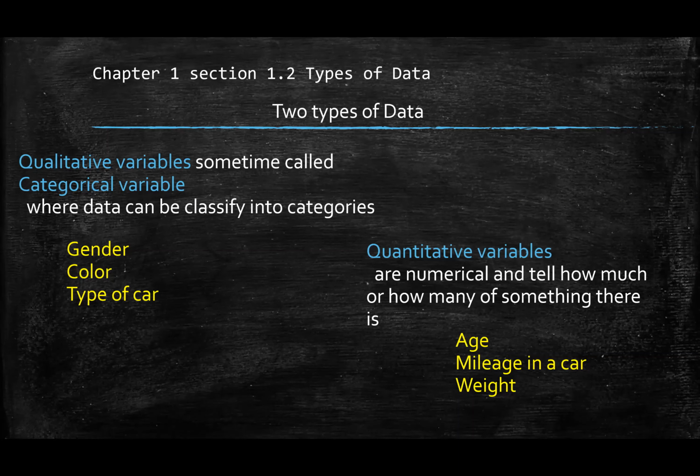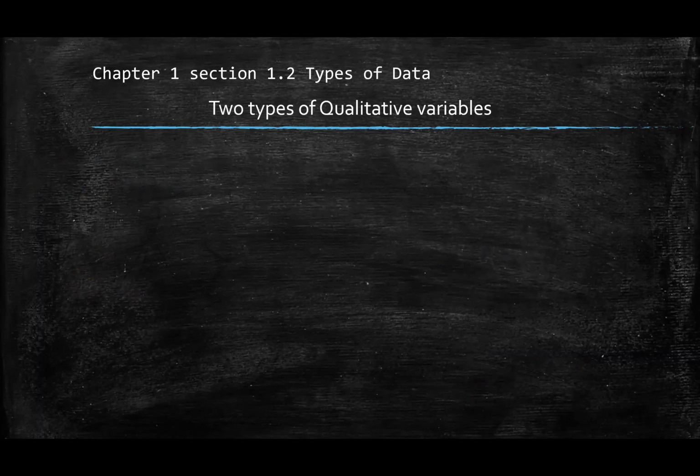Okay, so on your homework, they will ask you to verify whether this information, this data, is quantitative or qualitative. We will do an example later. Again, quantitative is the amount of something and qualitative is the category.